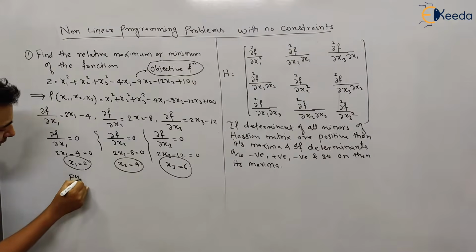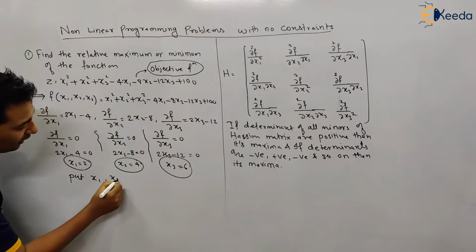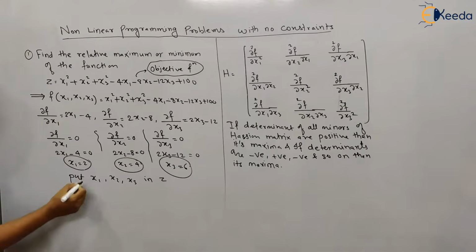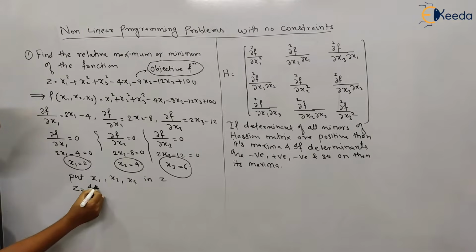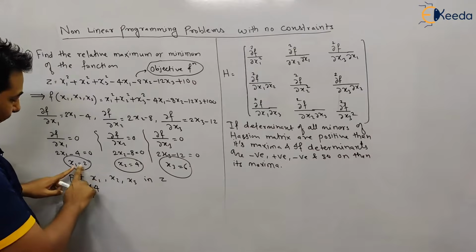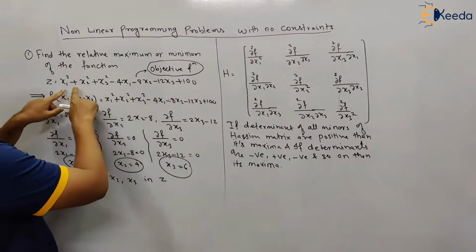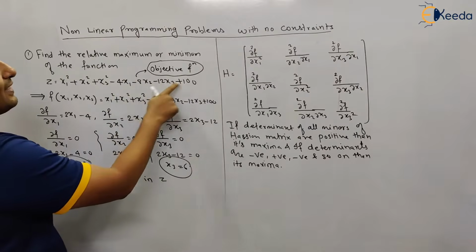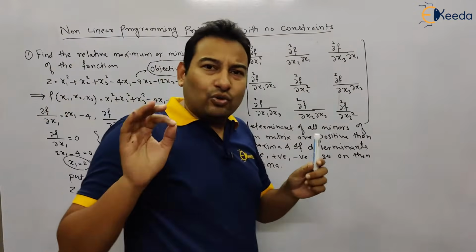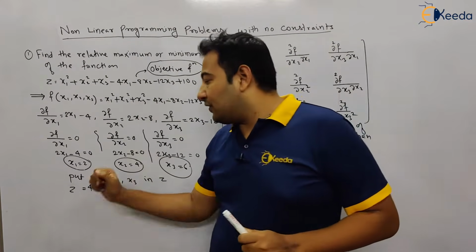Put x1, x2, x3 in z. If I put x1, x2 and x3 in z, I'm going to get a result, and that value is 44. You can try by yourself, put and check. You will get the value of z as 44. How? Put 2, 4 and 6 here and so on, and try calculating it. You will get the value of z is equal to 44. So our work is done. We got the value of z, 44.